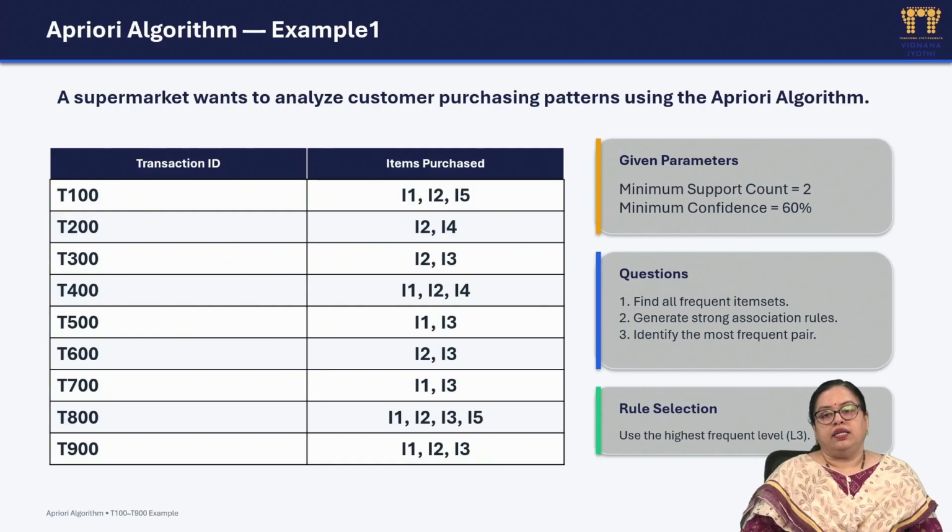How do we calculate the support count? It is given as a number, meaning how many times I1 occurred. We can also calculate the percentage: I1 count divided by the total number of transactions, multiplied by 100. Suppose the minimum support is given as 2, then 2 by 9 into 100 gives the percentage. That is the question I discussed already.